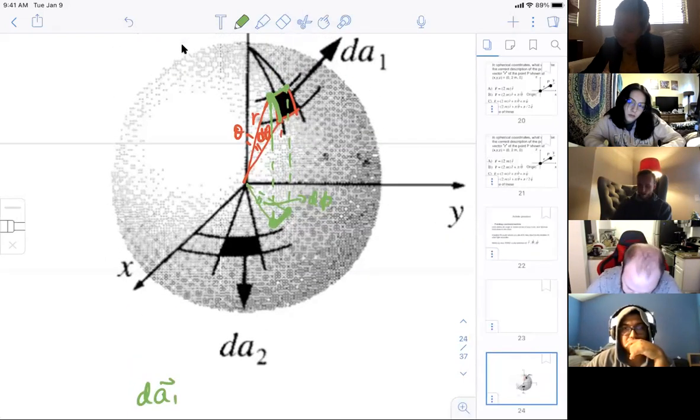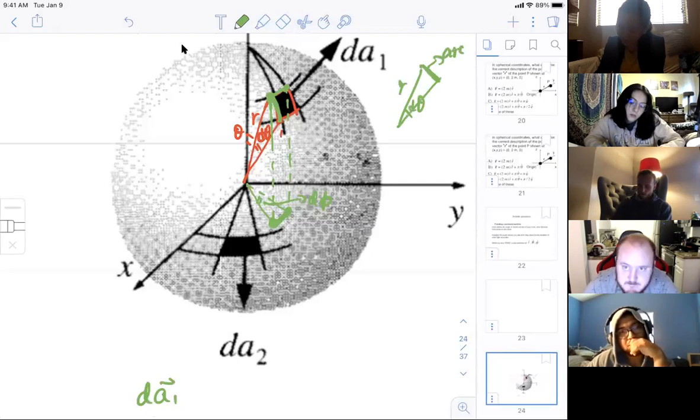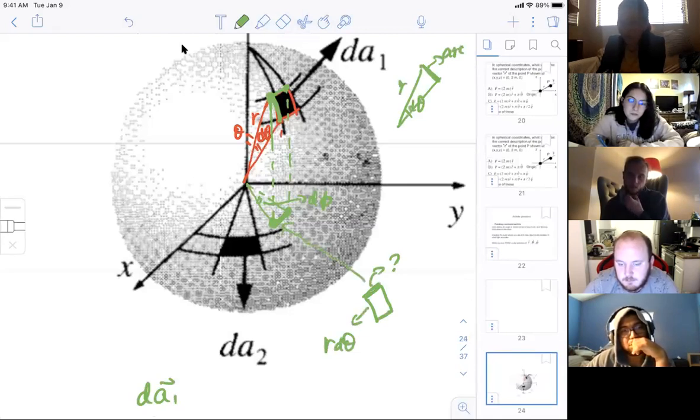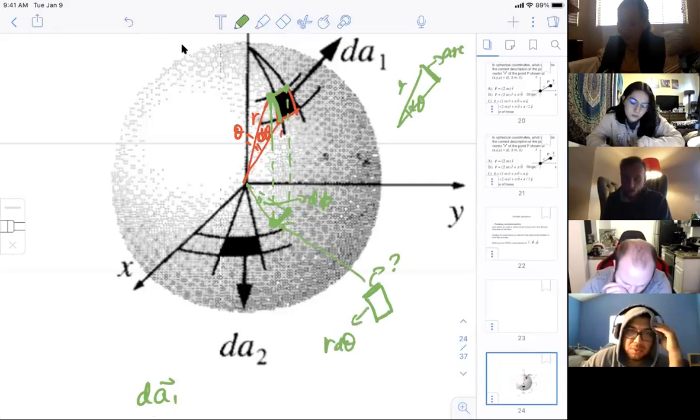R d theta. Yes, r d theta is an arc length, very good. So this is r, this is d theta, and the arc that I need is simply going to be r d theta. This one I figured out is r d theta. Now I need this one. Now this one is the same as this one, so it's another arc length on the XY plane. So how do I represent the other arc length?